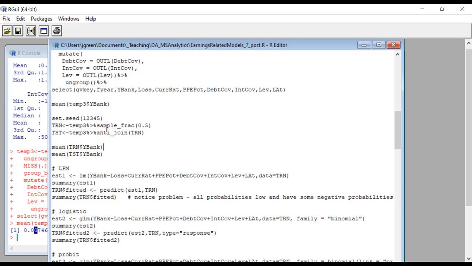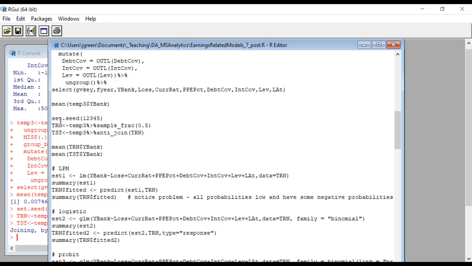So I'm going to do a few things here. We're going to start to model these, and my default is I'm going to model this bankruptcy variable as a function of all of these variables that I've created. So I'm going to use a random sample, and I'm going to do it with set seed to make sure we get the same random sample. And we've seen this before, so now I've got two data sets, a training data set and a testing data set.